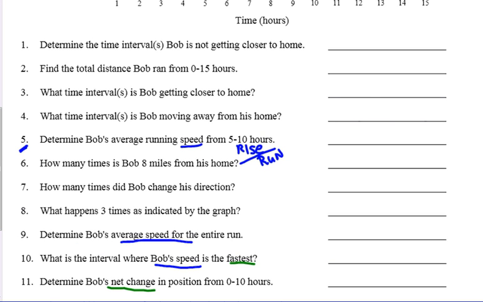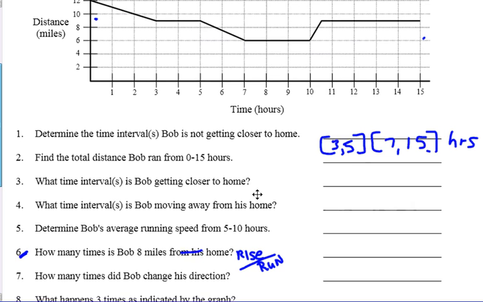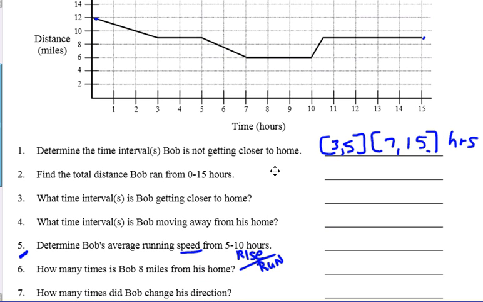Okay, so you should have answered all these. Go ahead and check your answers. Number 1 is 3 to 5 and 7 to 15. That's when he's moving, if you notice, the distance is moving away from where he was toward home. I guess I just moved that whole sheet. Sorry about that. Okay, find the total distance Bob ran from 0 to 15 hours. He changed the distance by 3 miles right there, 3 miles right there, and 3 miles right there, a total of 9.